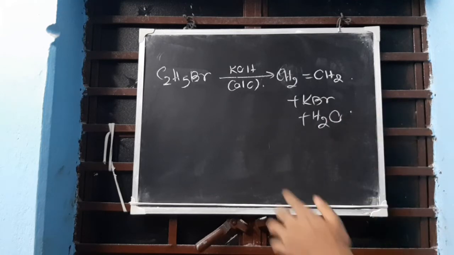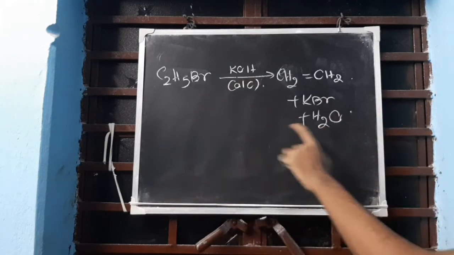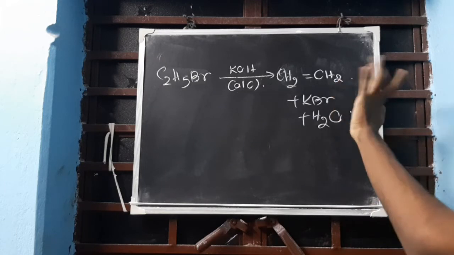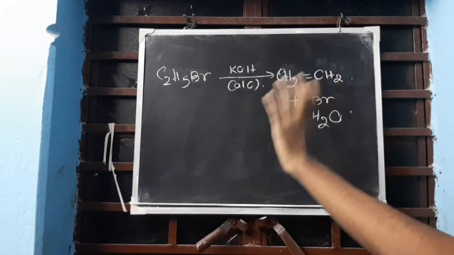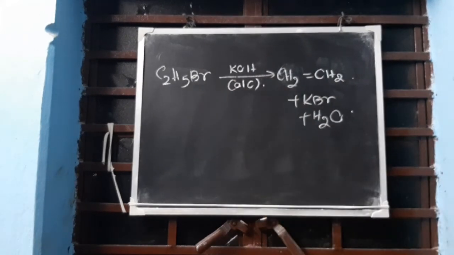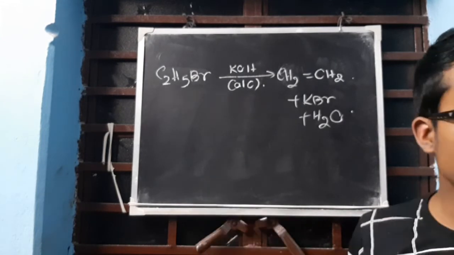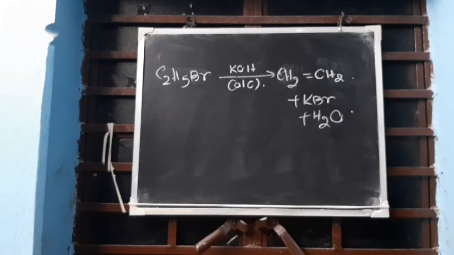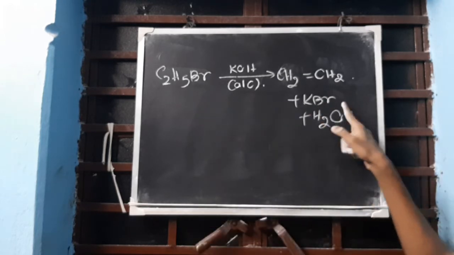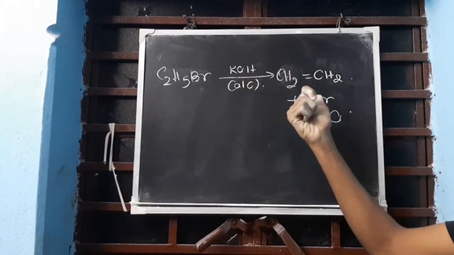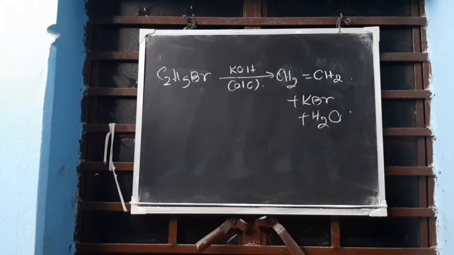Substitute this with I, substitute this with F, this part will change, and this will remain the same. Only this part is going to change, whatever you write over here. So this is the dehydrohalogenation reaction. Here you write I, this will become KI. You write here F, this will become KF. You write here Cl, this will become KCl. Understood?